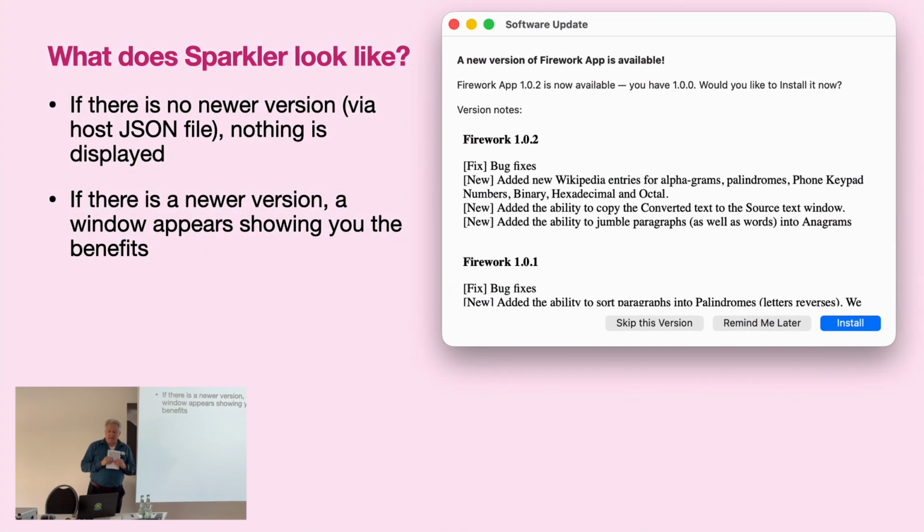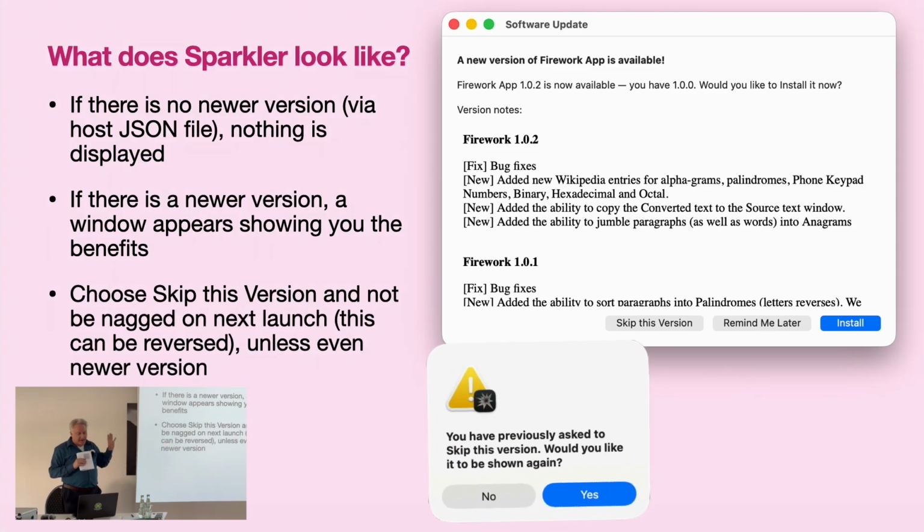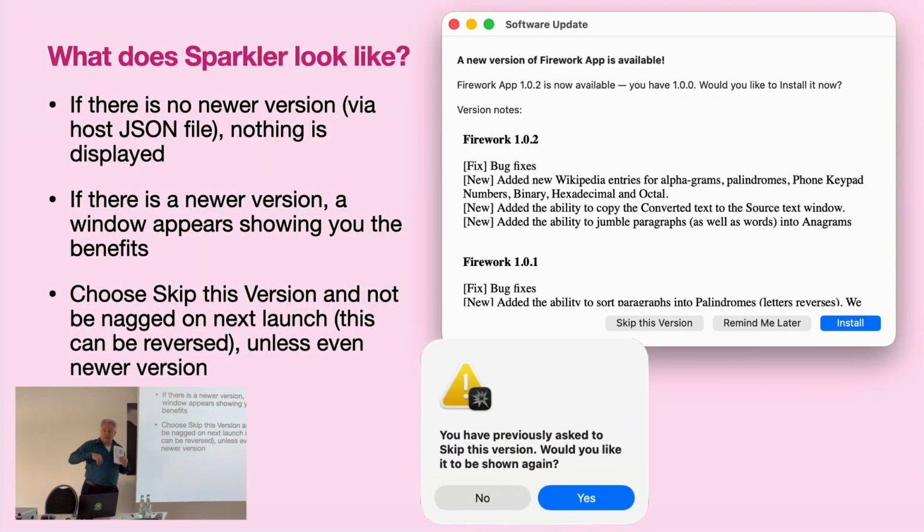If, on the other hand, it does say that there is a new version available, a window will appear showing you typically the benefits of it. It'll tell you what version you're currently running, what the latest version is, and ask you, do you want to install it? Here are all the bug fixes in the latest version. Here are all the new features in the latest version versus the previous one. Okay, and you'll get a choice to skip this version, so that this particular version you won't be nagged on in future.